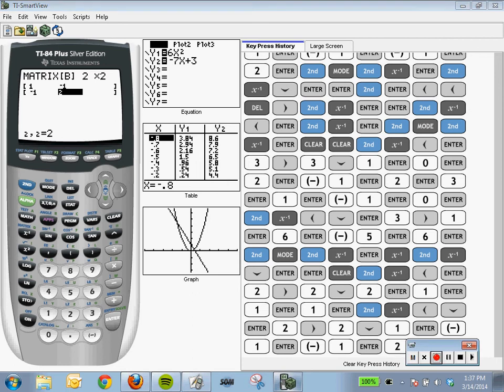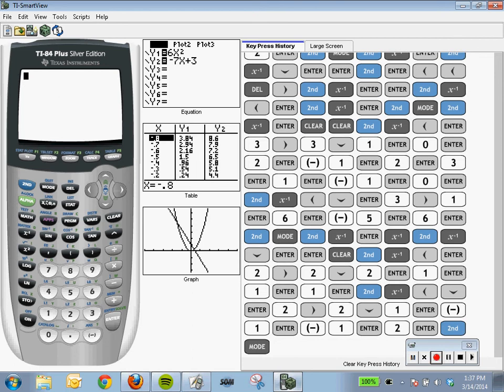Okay, you guys, now what we need to do is to hit second and then mode. That takes us to the quit, which gives us a blank screen. This is where we perform all of our operations. We have to go to this screen first. And then now we're going to go back to the matrix button. So second matrix. And now we are going to call the matrix A into the blank screen. Just by hitting enter, it calls matrix A into the blank screen.